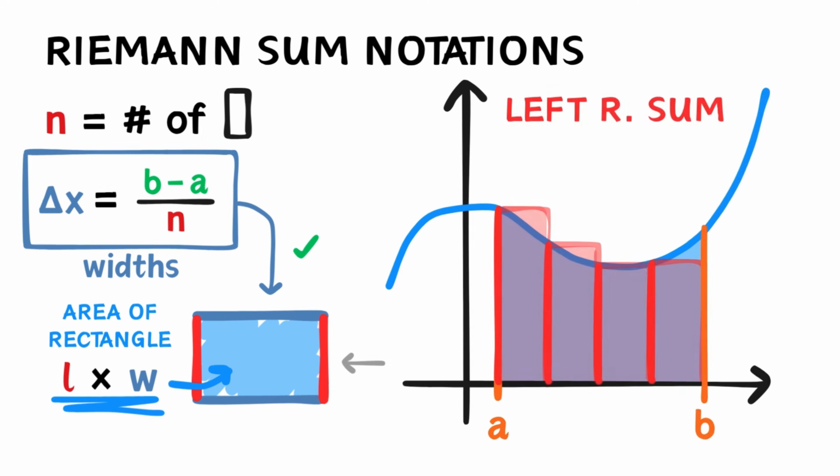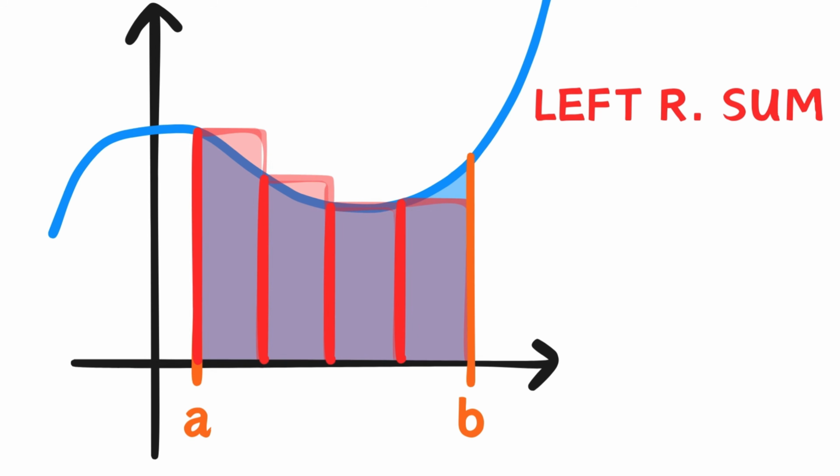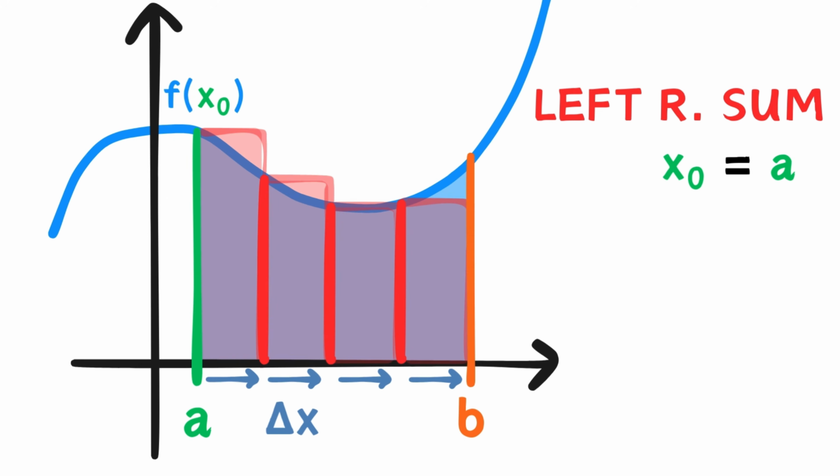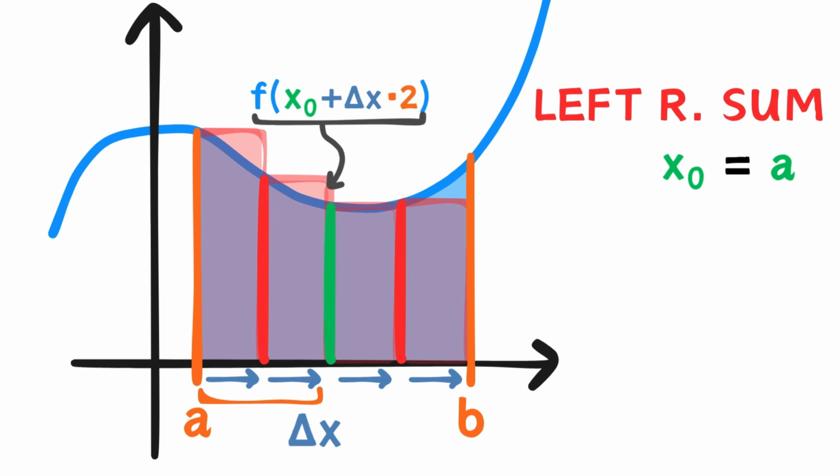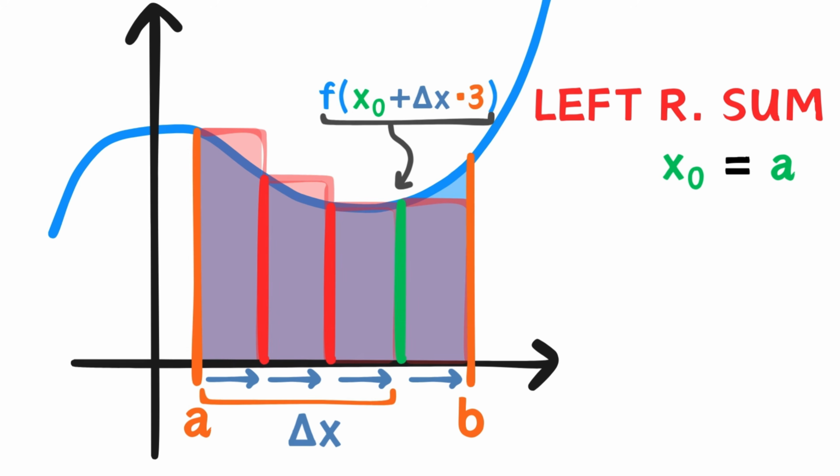Well, if we use the left Riemann sum, then it would be the left edge of each section. In a left Riemann sum, the first rectangle's height is determined by the left endpoint, which is a, or which we can call x naught. The height of the first rectangle is simply the function value at x naught, or a. Since all the rectangles have the same width, each rectangle's height is the function value of the previous section's left side plus the change in x, or the width.